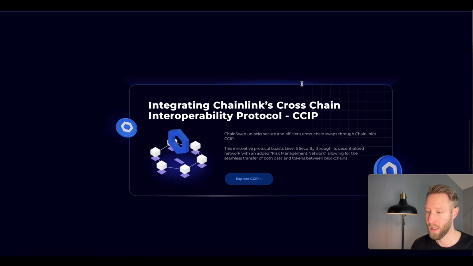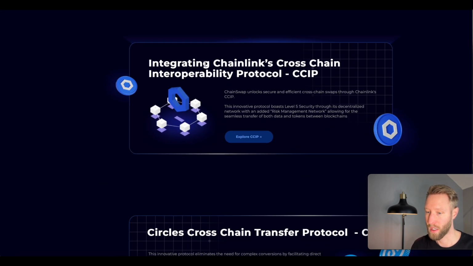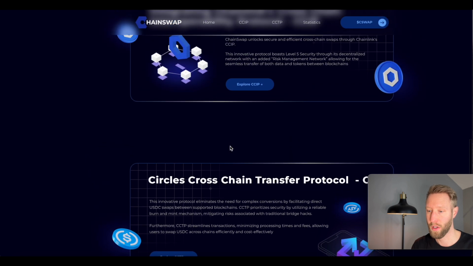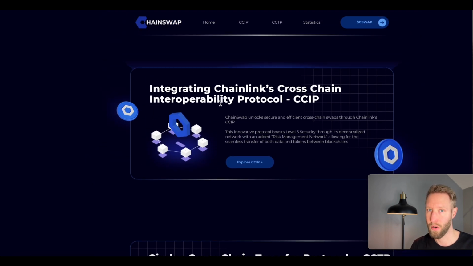And so as I mentioned, this is using Chainlink's cross-chain interoperability protocol, CCIP, that was launched by Chainlink. Now Chainlink is a very well-known and trustworthy cryptocurrency. And so if they are using that, I would trust that this is going to be a very good cross-chain network for swapping between the different blockchains. Now we also have Circle as well. Now they're using CCTP for swaps between Circle's USDC. And so again, they're using Circle here and Chainlink, which are two well-known cryptocurrency projects. However, make sure to do your own research into this.